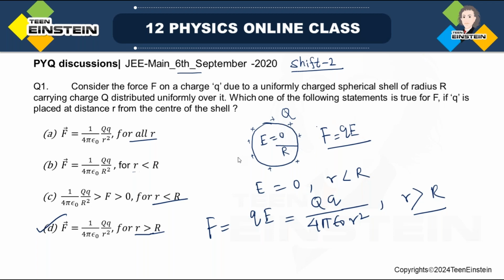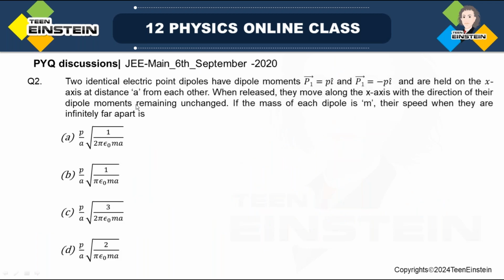Now let us move on to the next problem. So this problem says two identical electric point dipoles have dipole moment P1 is equal to p i cap, and the other one, P2 is equal to minus p i cap, are held on the x-axis at a distance from each other.